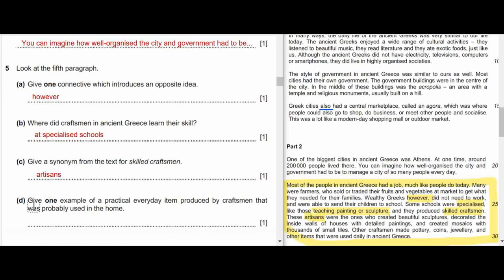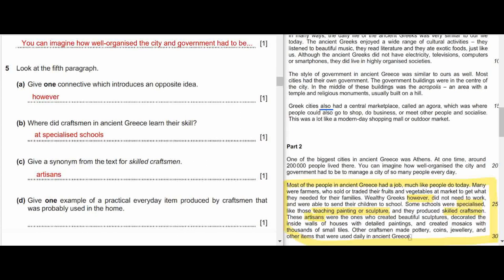Next, question 5D. Give one example of a practical everyday item produced by craftsmen that was probably used in the home. Still, the answer will be in the next line in order. 10 seconds from now.